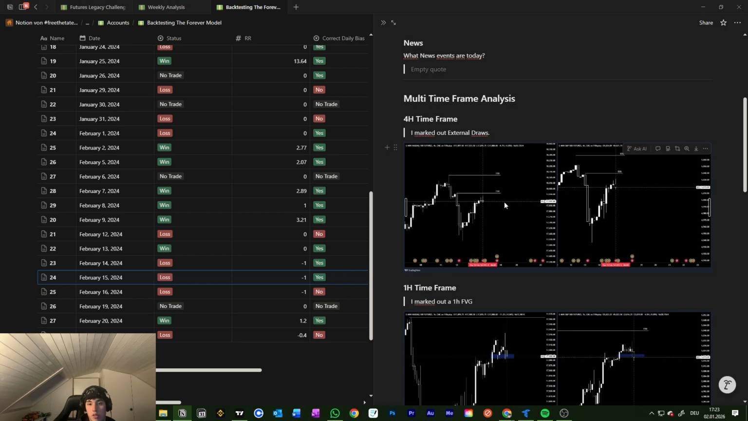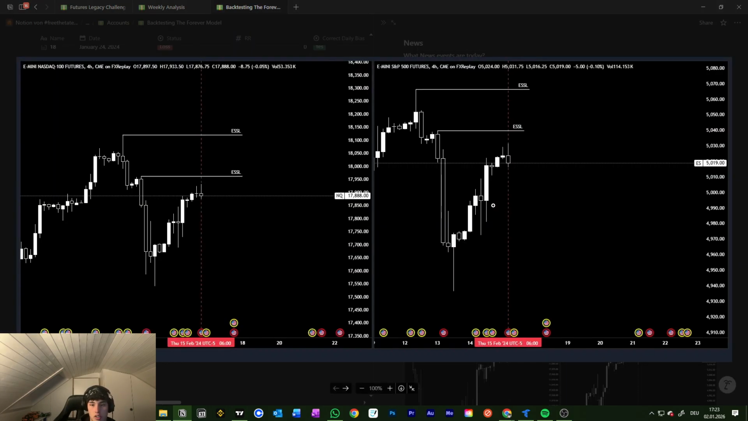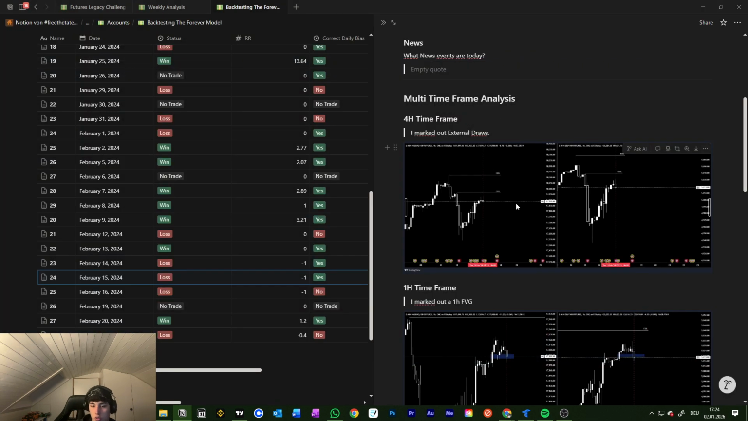So the 4-hour time frame, still the same case as yesterday. We're in a market maker buy model, but we're respecting a 4-hour fair value gap, and didn't take out external sell side. But it doesn't mean anything yet, because we also inversed a massive 4-hour one. So what I'm expecting is a small retrace and then continuation.